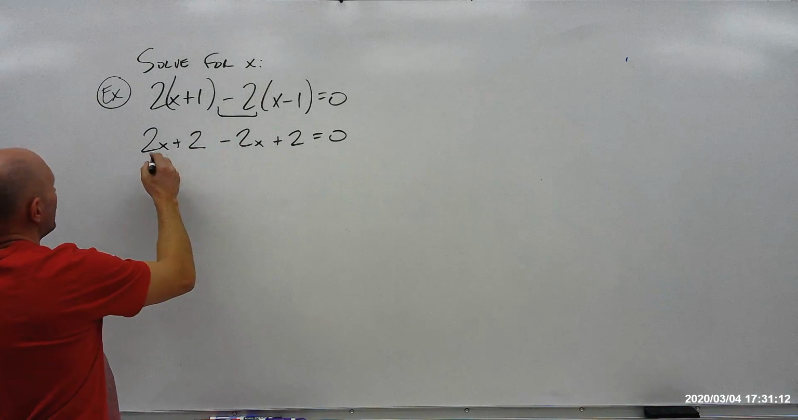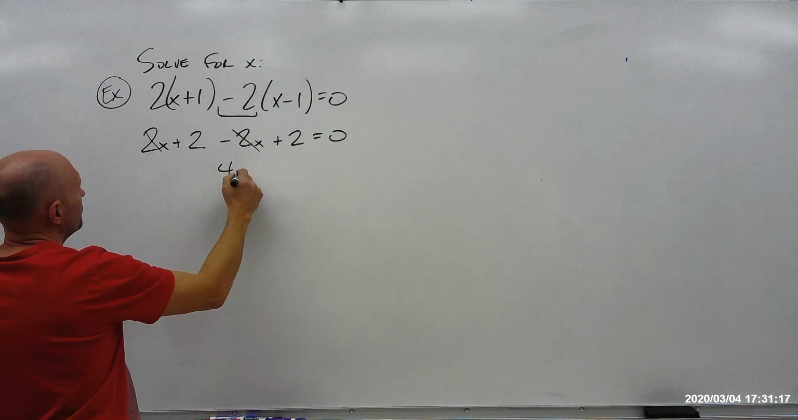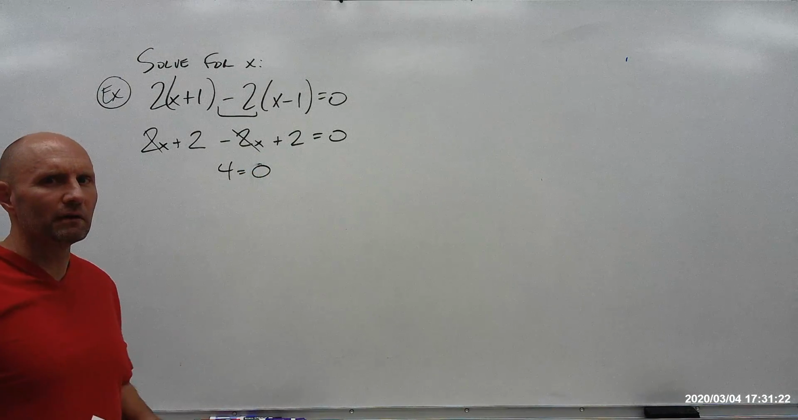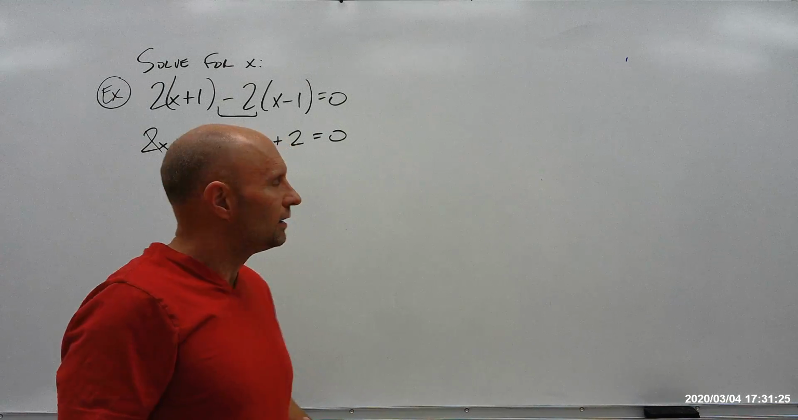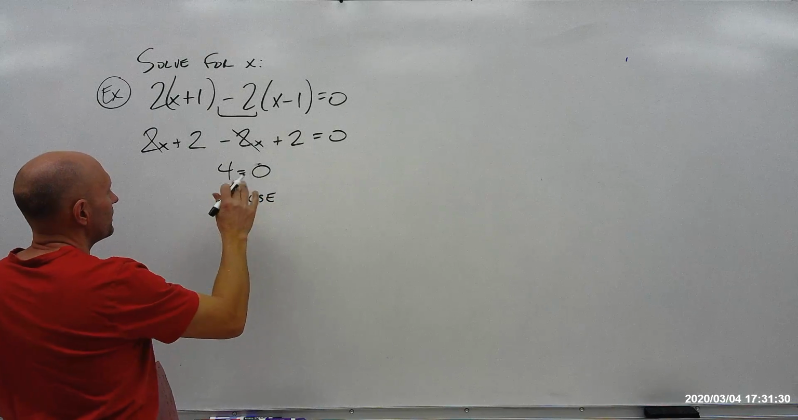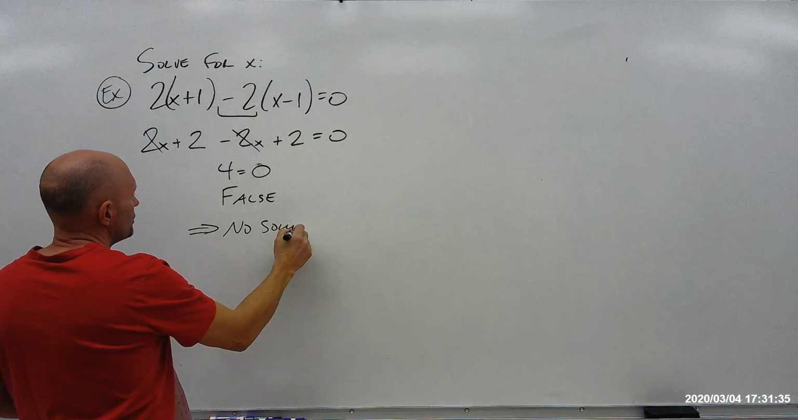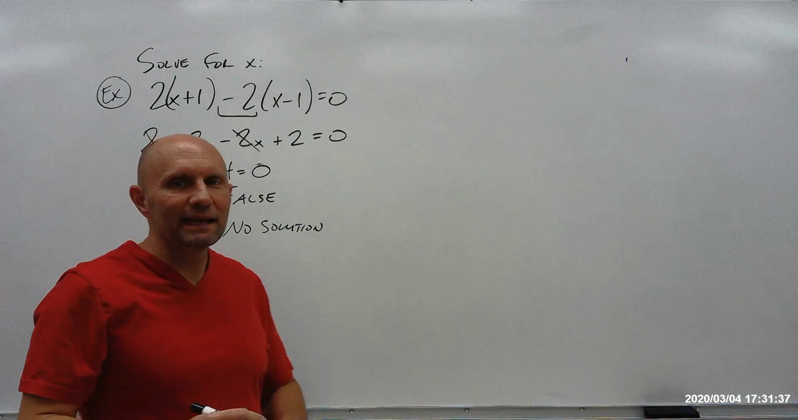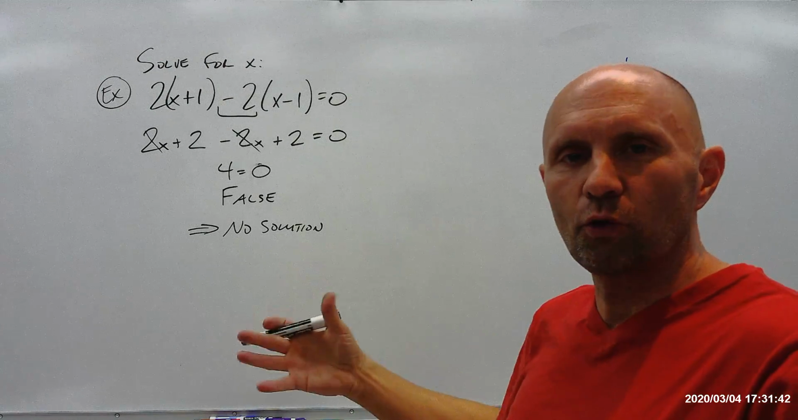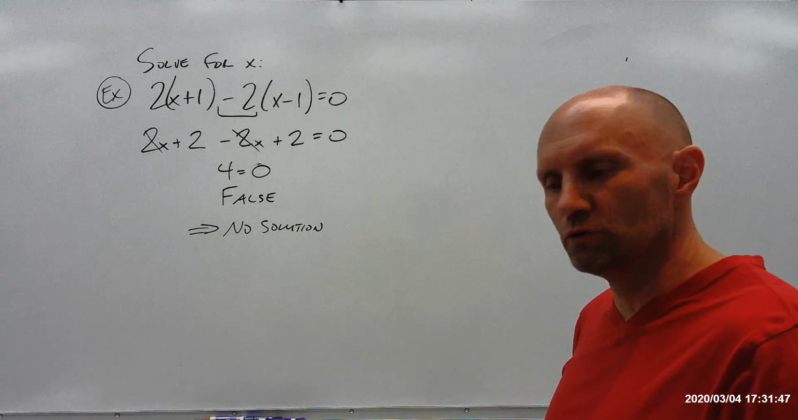So now on the left, what happens? Well, this 2x cancels with that one. So we're left with 2 plus 2 is 4 equals 0. Well, wait a minute. 4 is not equal to 0. So because this is false, we get to a problem where we can't go any further, but we have a false statement. This implies no solution. So I cannot pick any value of x that if I plug it into the original is going to give me a true statement. So that's our situation of no solution.